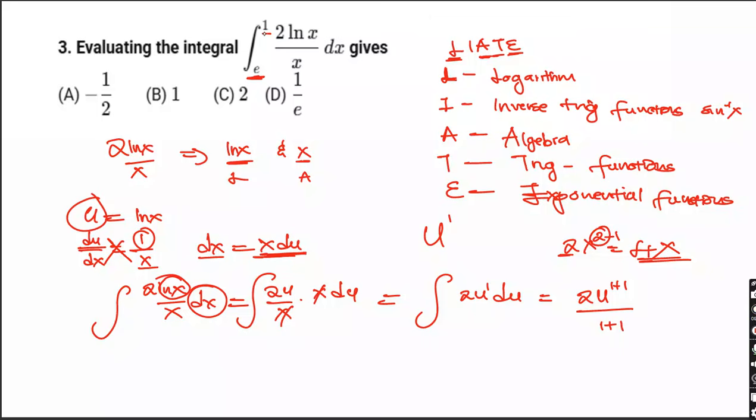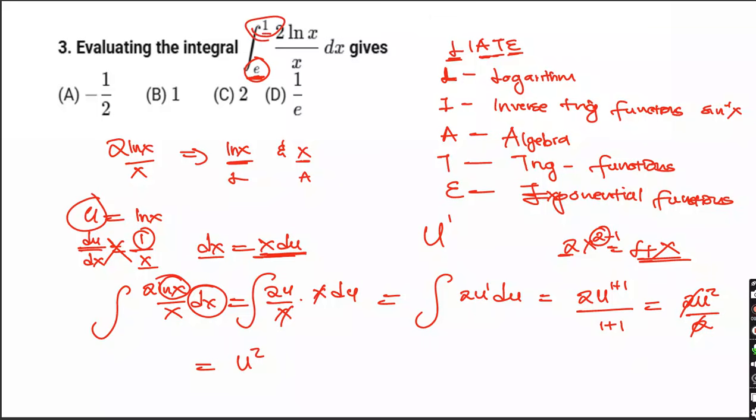So our integral is going to become 2u squared over 2, of which the 2s are going to cancel. That means our integral just becomes u squared. But we need to remember that they are asking us to evaluate, hence we need to include the limits that we have there.